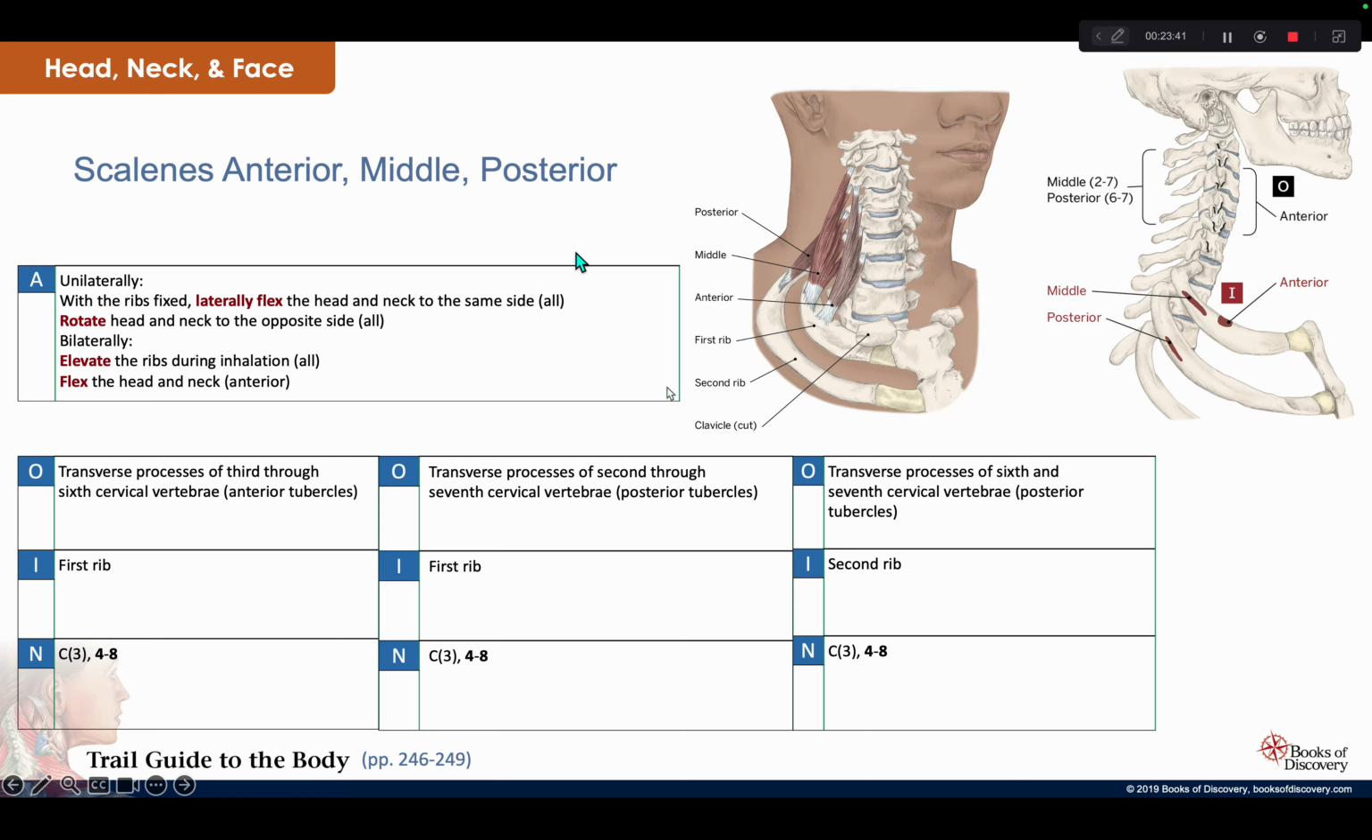Last, we have posterior scalene. So again, this originates on the transverse process of 6 and 7 cervical vertebrae, so it's a little bit lower, right? And then it runs across here, and you can't see here. I wish I had a posterior view. And it attaches actually to the second rib. So there's a lot of structures involved here. You're not going to be feeling much of the second rib there.